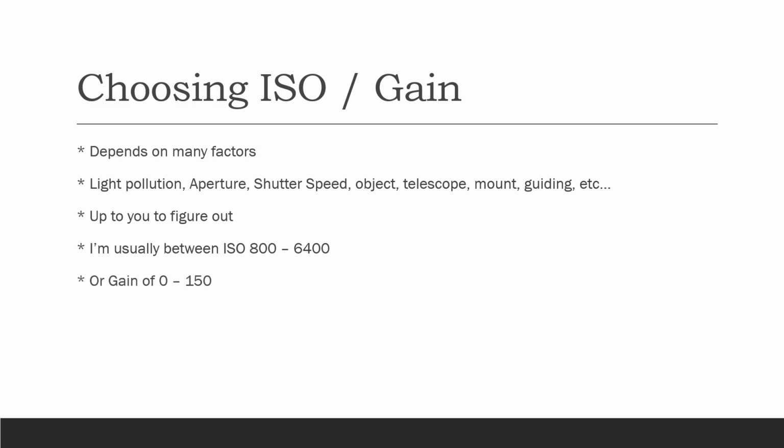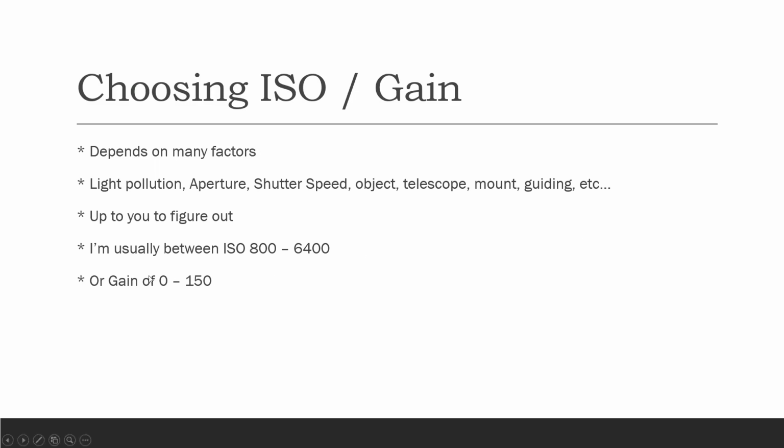If I'm using my dedicated Astro camera, my gain is usually between 0 and 150. And this is kind of where there's a weird discrepancy, because ISO makes more sense to me. You go 100, 200, 400, 800, 1600, etc. Those are full stops. But with gain, it's just kind of this arbitrary slider from 0 to like 300 on my camera, which to me doesn't make any sense.